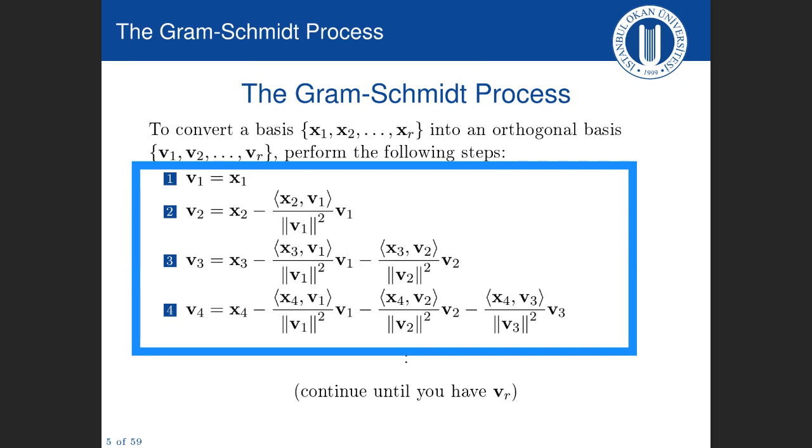First vector, exactly the same, no changes. Second vector, the new vector is the old vector minus the part of that vector pointing in the same direction as V1, and so on. Step three, V3 is X3 minus this number times V1 minus this number times V2, and so on. And we can go on and on to step 13, step 14, step 15 if we really wanted to, although we won't have any examples that big in today's lesson.